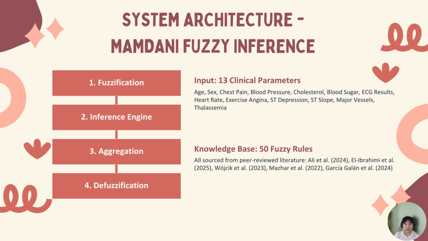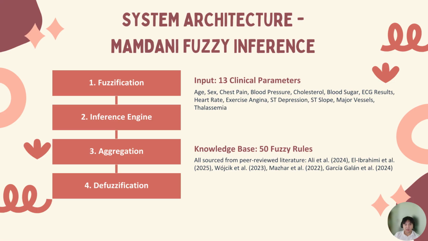So for stage 2, this is the core part of our system, we evaluate 50 Mamdani fuzzy rules in parallel. Each rule checks its condition against the fuzzy inputs. Those rules come from peer-reviewed literature. For stage 3, aggregation, all the activated rules are combined using the fuzzy union operation to create a complete output. For stage 4, defuzzification, finally we convert this fuzzy output into a crisp risk score from 0 to 100, which is categorized as low, medium, or high risk for easy clinical interpretation.